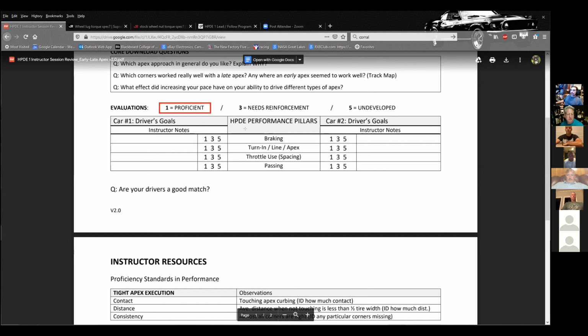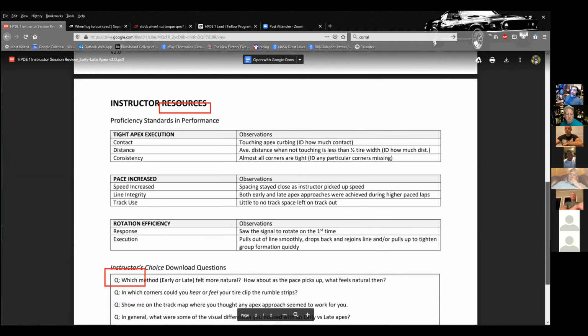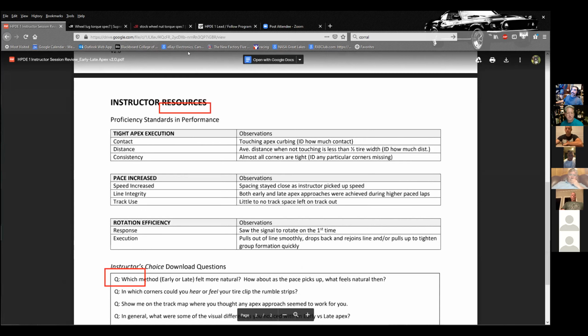Are they proficient? Do they need reinforcement, or are they undeveloped? If they're proficient, there's your proficiency standards right there. If you're saying, yeah, I think they're a one driver, I think they're proficient, it means you really are observing these things. I really am seeing in my rear view mirror, or when we switch position, I'm seeing these things out of my driver, right? Some of these things you'll always be on the lookout for, like rotation efficiency.